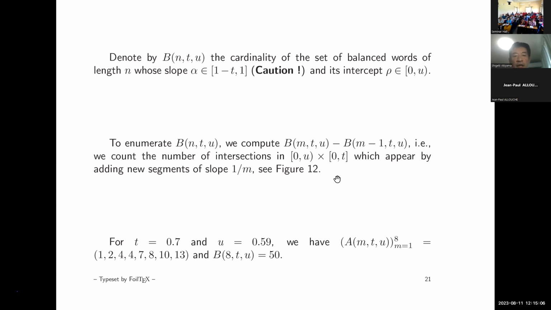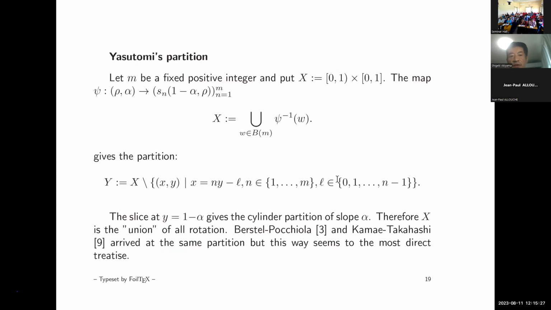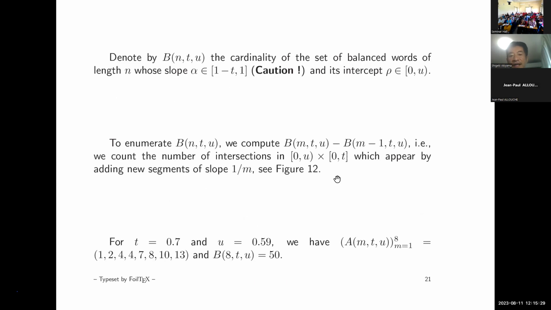So denote by B of n, t, u the cardinality of the set of balanced words. Balanced words are Sturmian words, or finite Sturmian words. This figure gives us a very nice tool to count how many balanced words exist. So our target is like this. We fix the range of slopes between 1 minus t and 1, and the intercept between 0 and u.